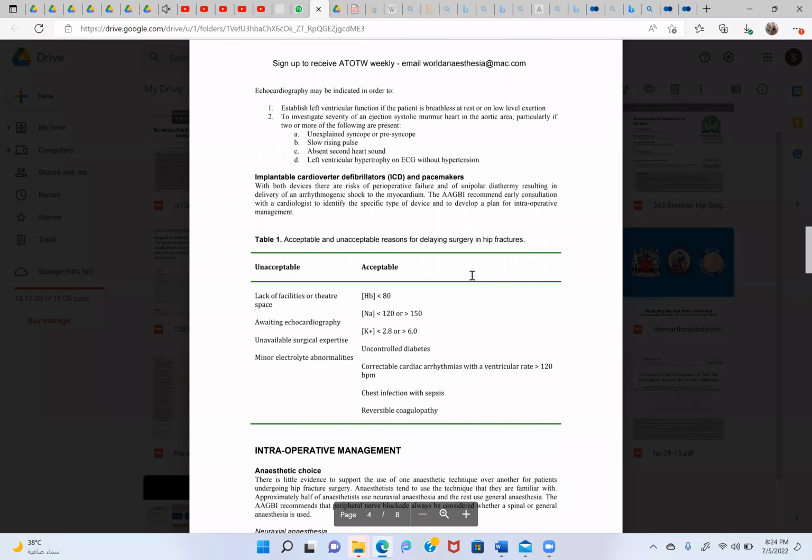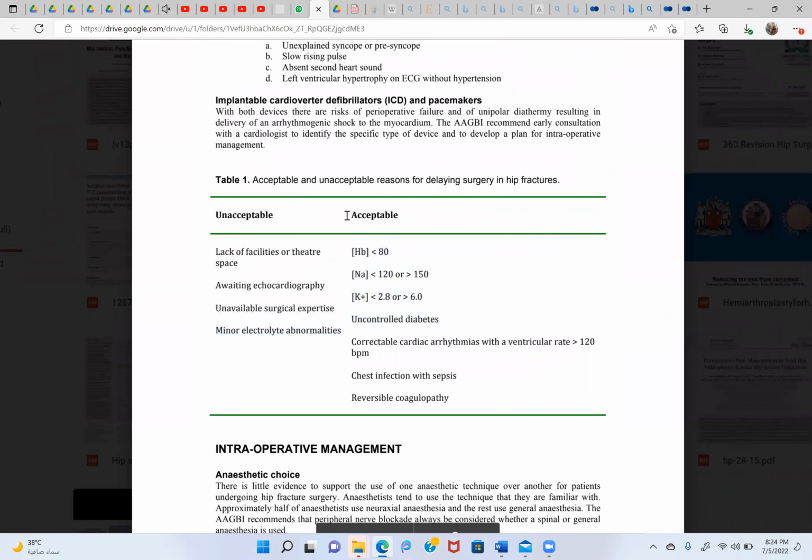Yes, actually I wanted to show you, I was not getting it, that you will not delay the surgery. Only, for example, if there is significant anemia, significant hyponatremia, significant hypokalemia or hyperkalemia, uncontrolled diabetes, correctable cardiac arrhythmias like atrial fibrillation, chest infection with sepsis, reversible coagulopathy. In these conditions you can take some time to optimize these things, but you will not delay it, because they have made these guidelines according to their system.